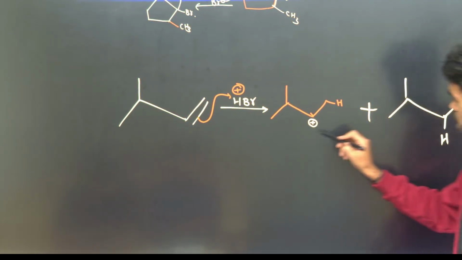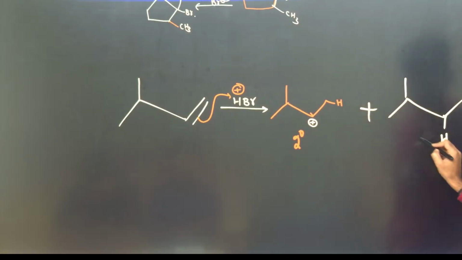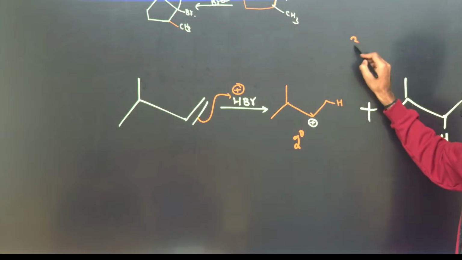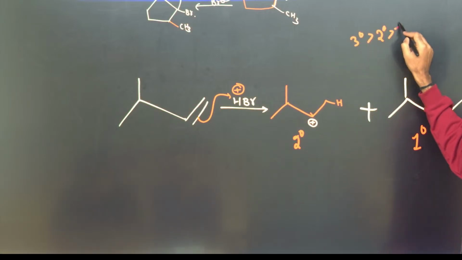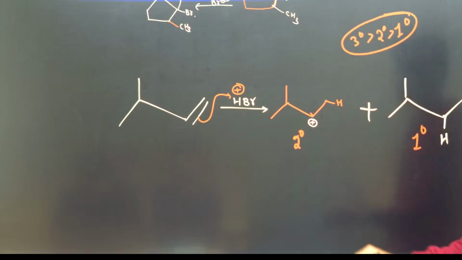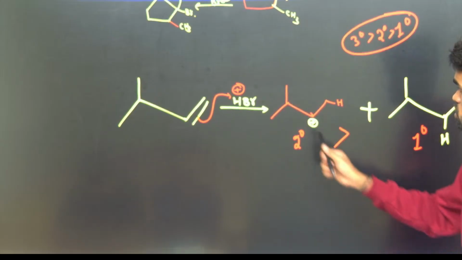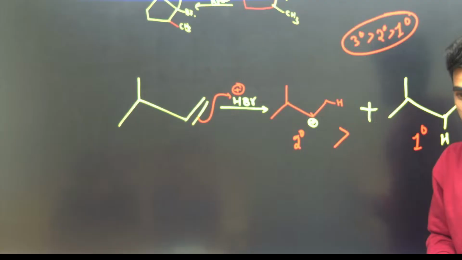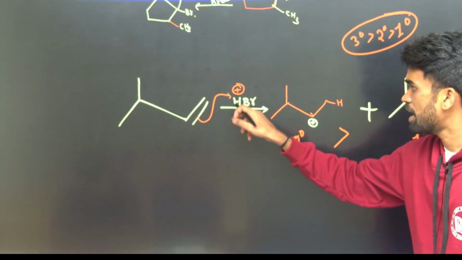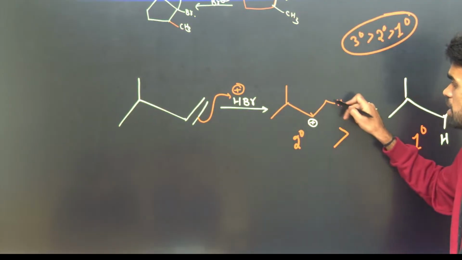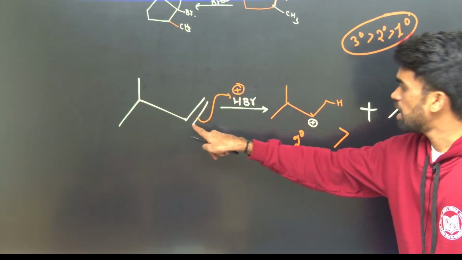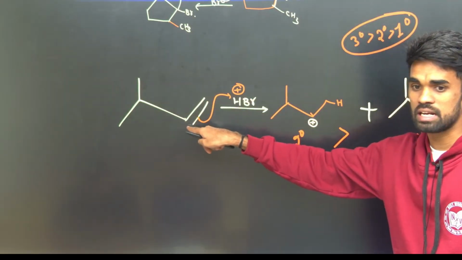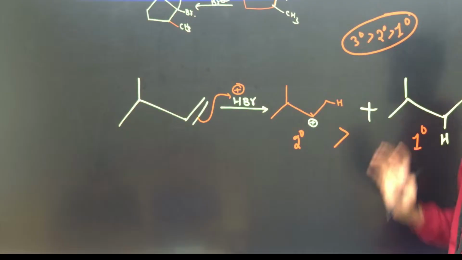So this is a secondary carbocation, this is a primary carbocation. Which is more stable? Tertiary, then secondary, then primary: 3 degree, 2 degree, 1 degree. Just remember, this is the carbocation stability order. So if it is stable, it will form as the major product. When we add HBr, always add H to the terminal carbon and make a positive charge on the internal carbon, so that we get a tertiary or secondary carbocation.